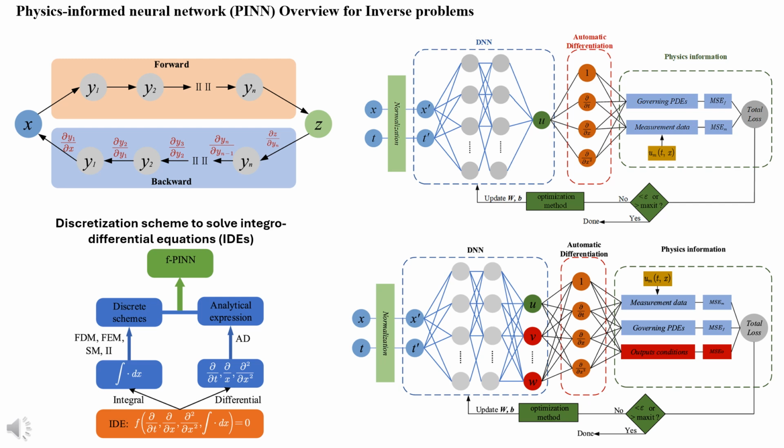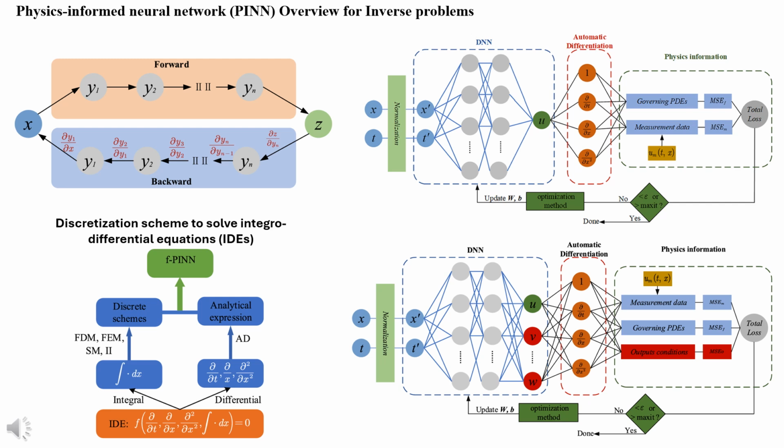In PINNs, the loss function incorporates not only traditional data-driven loss, i.e., how well the network's output matches the observed data, but also physics-based losses derived from the governing PDEs. This dual approach ensures that the model respects physical laws while also fitting the experimental data.